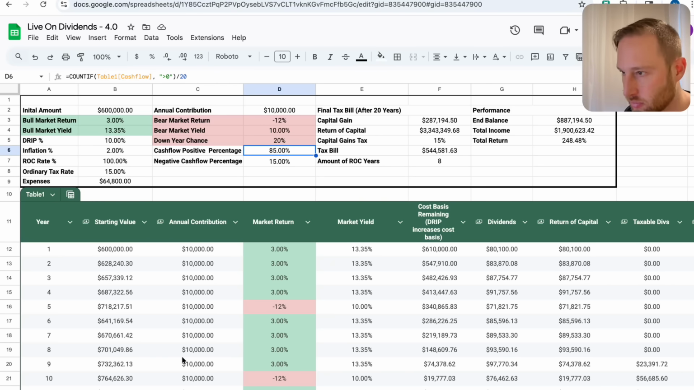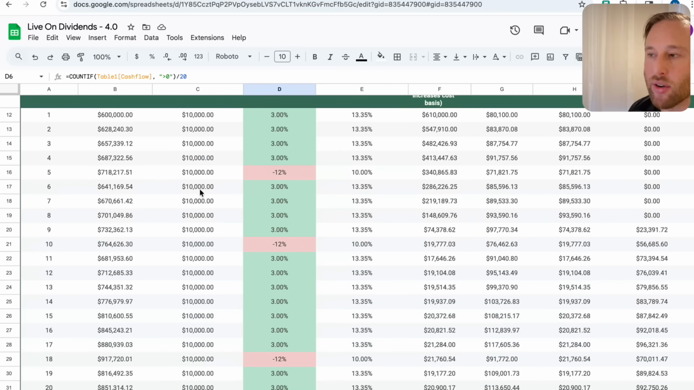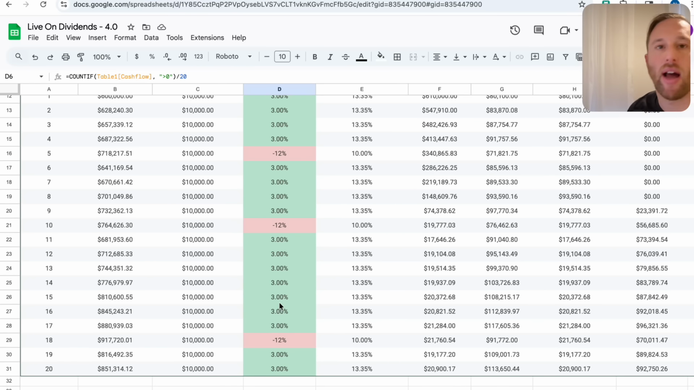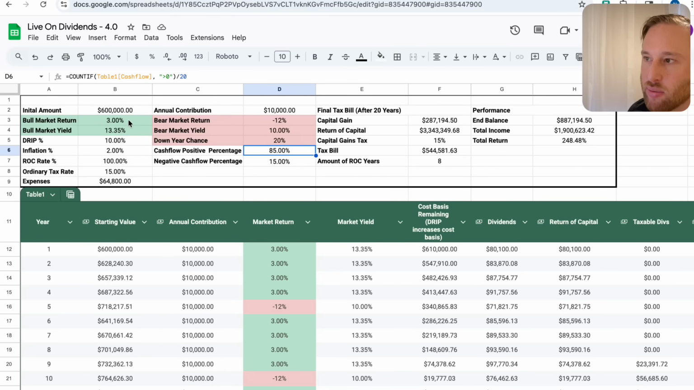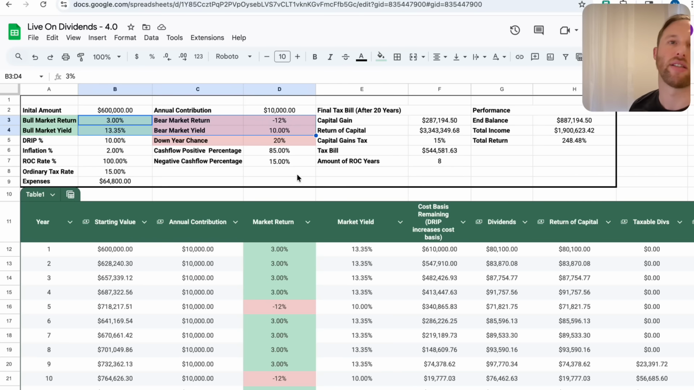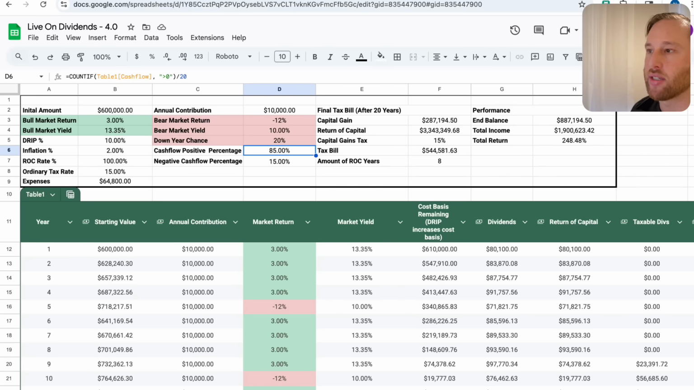All right. So look down here. Some of the years in red are the bear markets, and then all the years in green are the bull markets. All right. So this is a randomized setup, right? And I don't have a crystal ball. I cannot tell you which years will be negative, which years will be positive. I also cannot guarantee you, of course, these returns, both negative and positive. But we're trying to simulate things here, guys. So we have a 20% down year chance. 85% of the time will be cash flow positive, and 15% of the time will be cash flow negative, right? So that's a healthy balance, right?